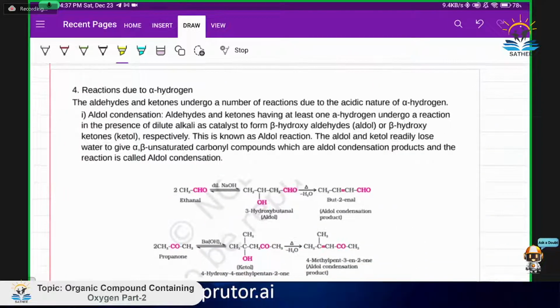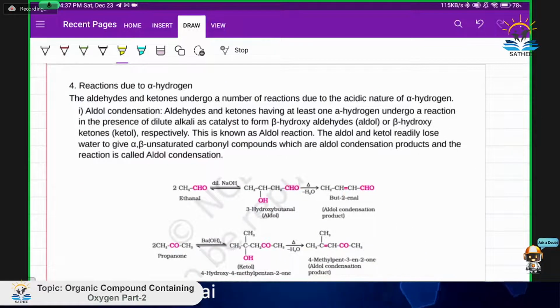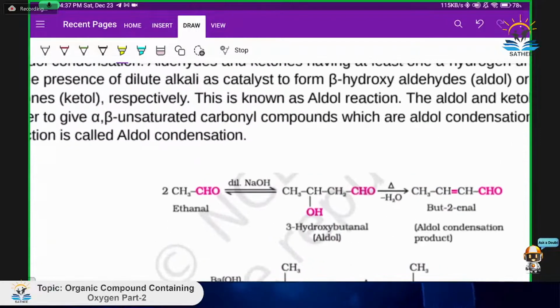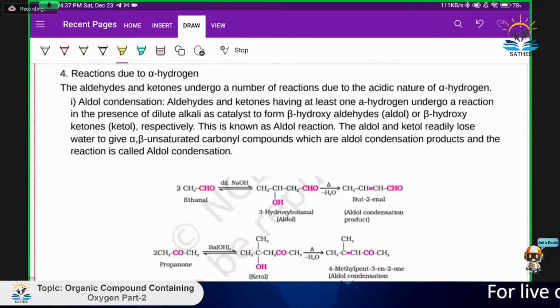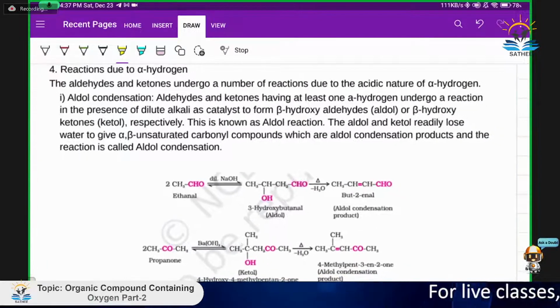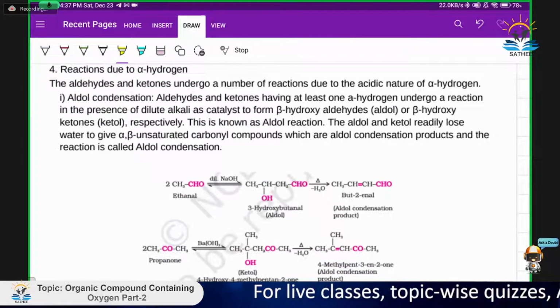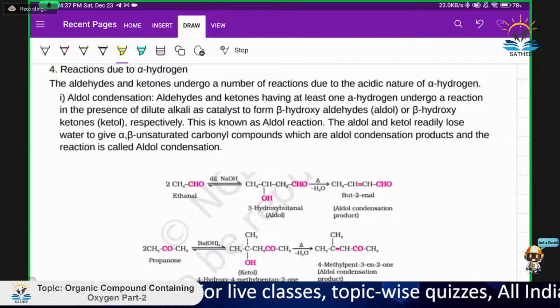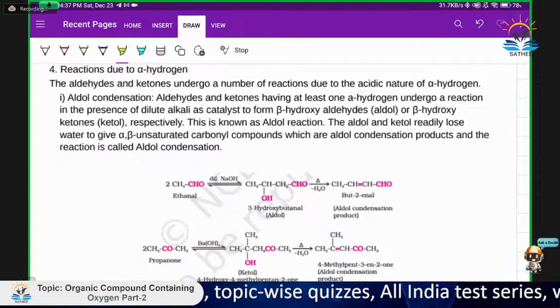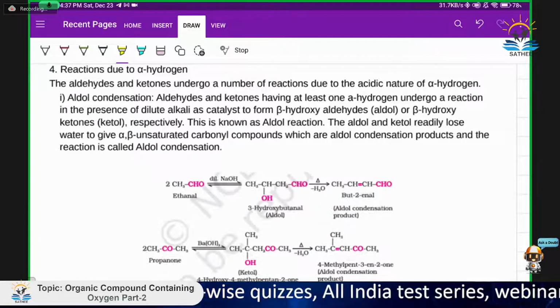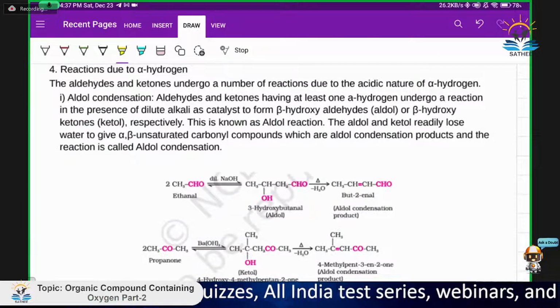Now, fourth will be reaction due to alpha hydrogen. So what is alpha hydrogen? The hydrogen attached to the alpha carbon. The first reaction we have to learn about is aldol condensation. So here what is happening? Aldehydes and ketones having at least one alpha hydrogen undergo a reaction in the presence of dilute alkali as a catalyst to form beta hydroxy aldehydes or aldol, or beta hydroxy ketones, ketol. This is known as aldol condensation. The aldol and ketol readily lose water to give alpha beta unsaturated carbonyl compounds.